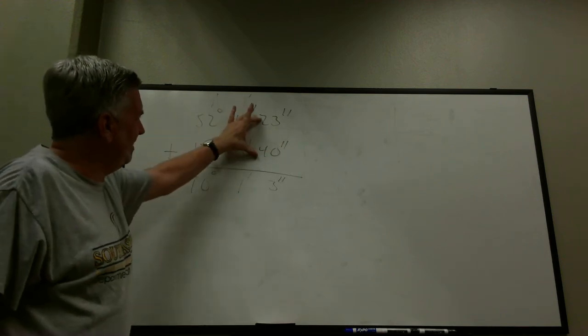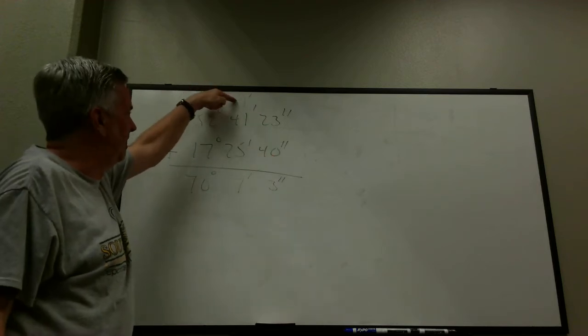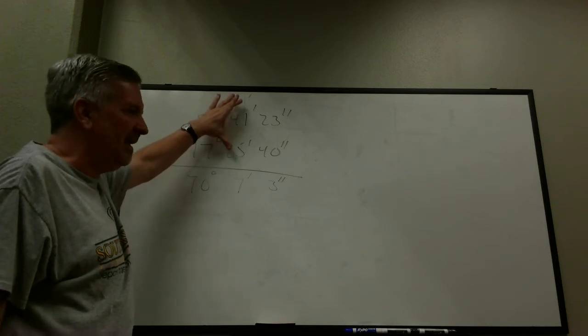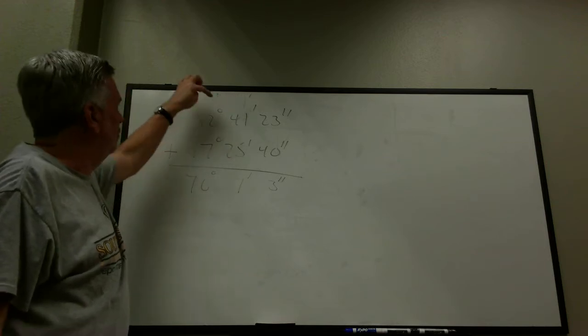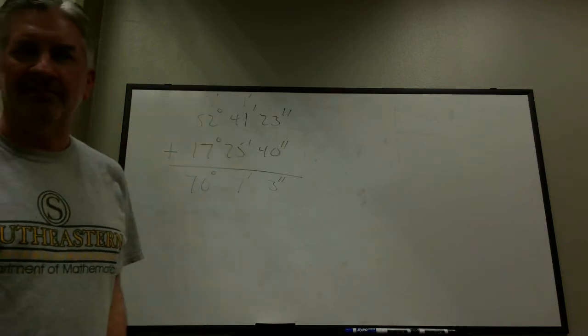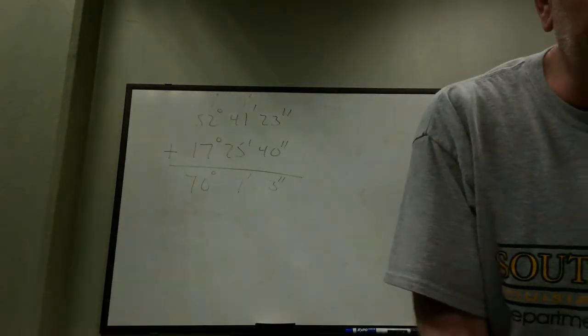Okay, so again, that's 63 seconds. So that's 1 minute and 3 seconds. I carried the 1 minute. Add those down, you get 67 minutes. 67 minutes is 1 degree, 7 minutes. So I carried the 1 degree, and then you add down. Very easy. You just have to carry it. Now, likewise, we can do a subtraction problem.